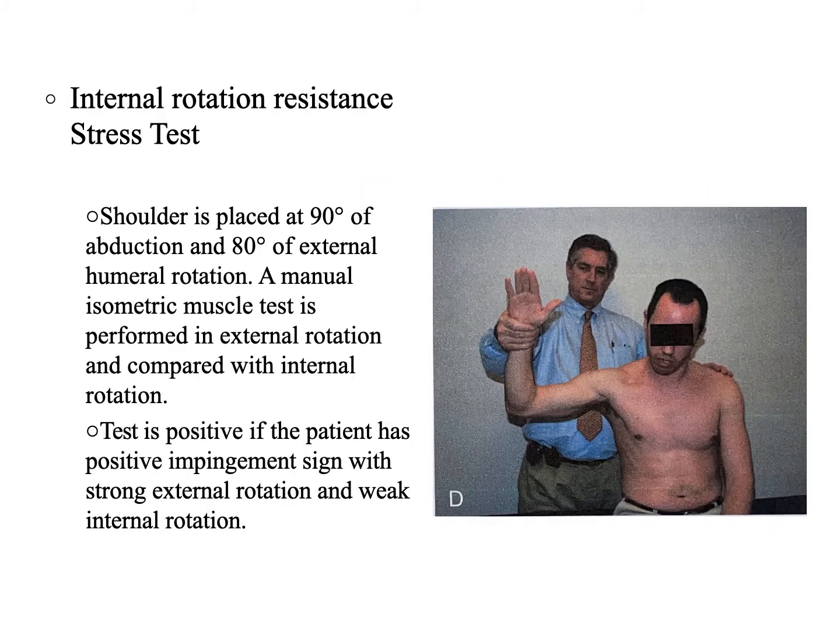Internal rotation resistance stress test. Here the shoulder is placed at 90 degrees of abduction and 80 degrees of external humeral rotation. A manual isometric muscle test is performed in external rotation and compared with internal rotation. Here the test is positive if the patient has positive impingement sign with strong external rotation but a weak internal rotation.